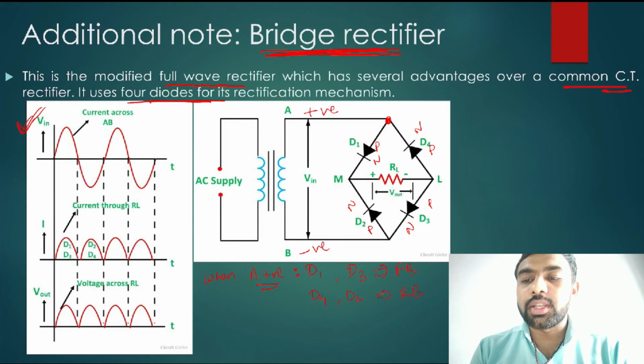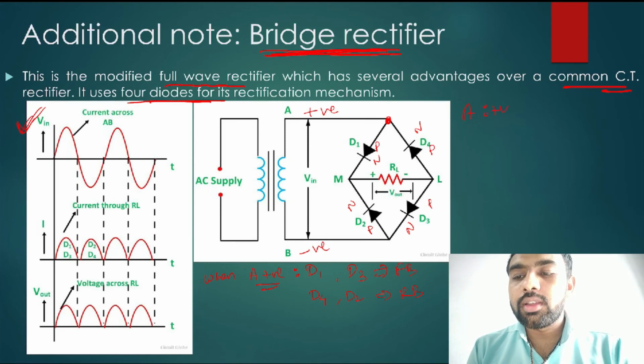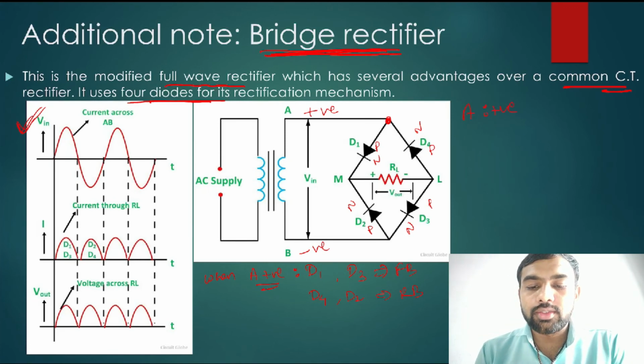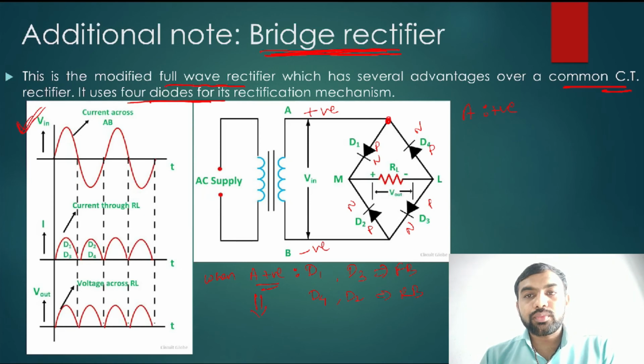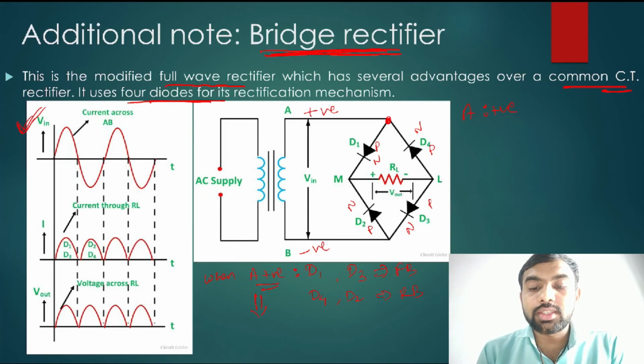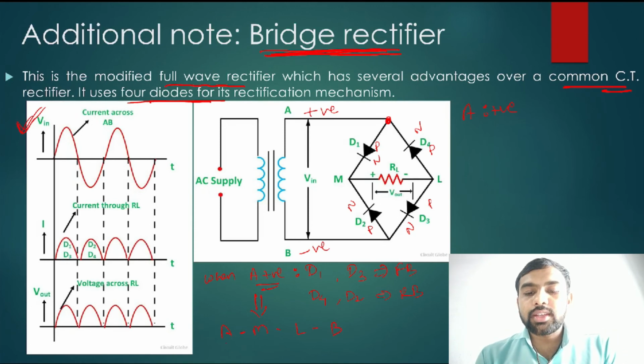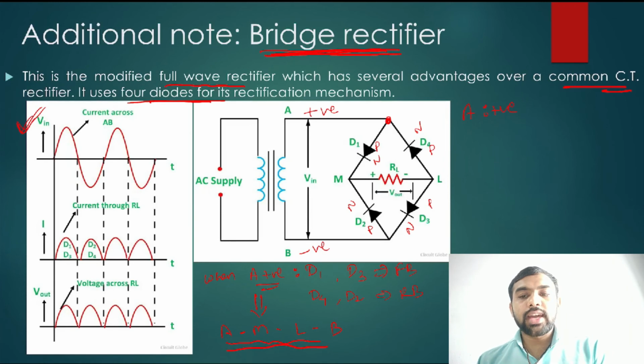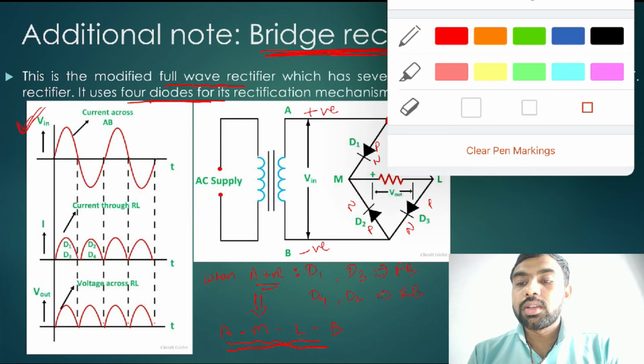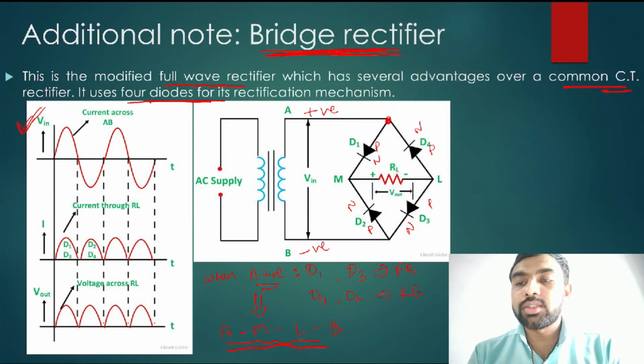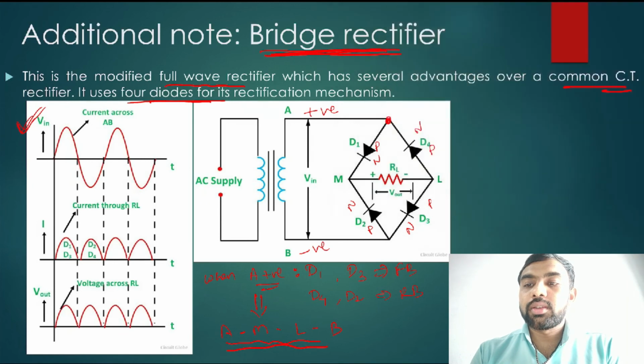So when A is positive, at that time current flows through this ML in this direction, A to M to L to B. In this direction current is flowing. Now consider the second case. Okay, second case, suppose mark with an orange pen.